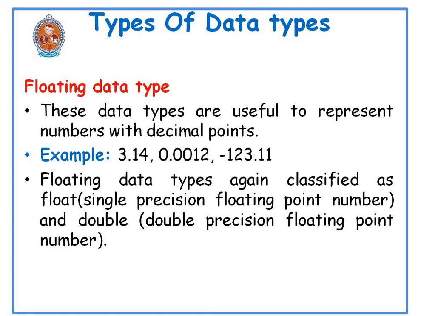Float is also known as single precision floating point number. Double is also known as double precision floating point number. So float can represent up to 7 digits accurately after the decimal point, whereas double can represent up to 15 digits accurately after the decimal point.